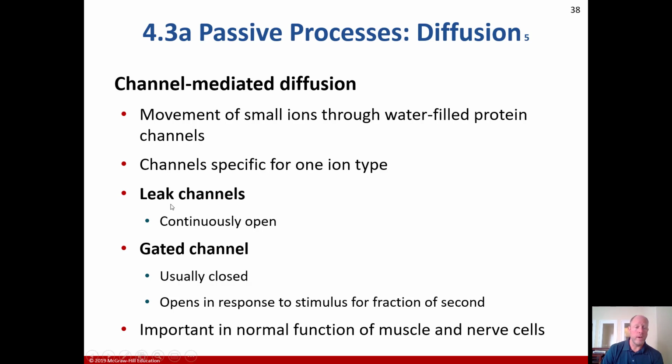Leak channels are always open, and a gated channel is usually closed, but it opens in response to a stimulus for a fraction of a second, okay? And these channels are very important. These channels that mediate diffusion are important in the normal function of muscle and nerve cells.